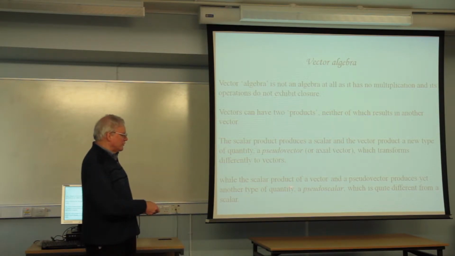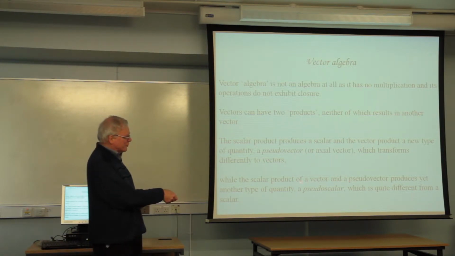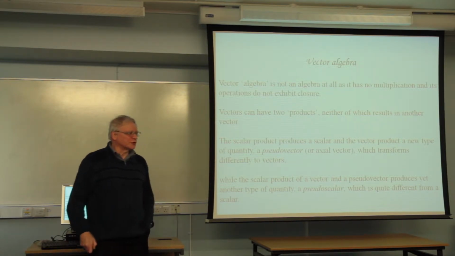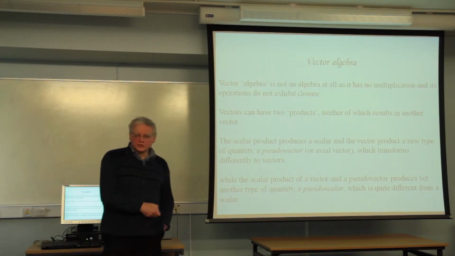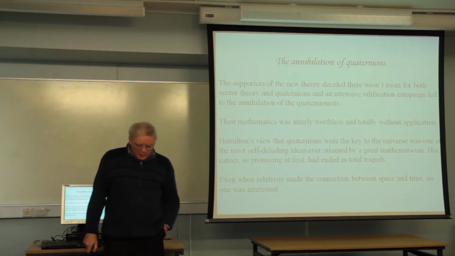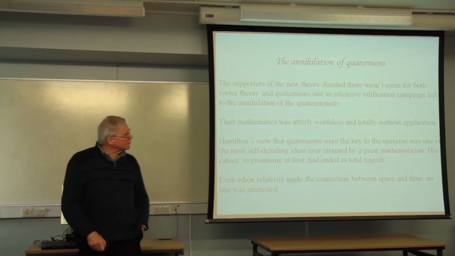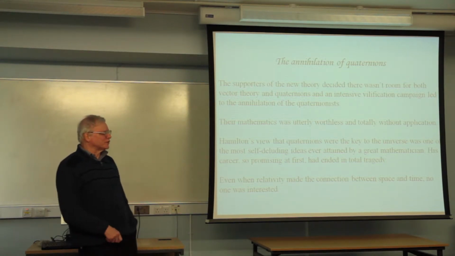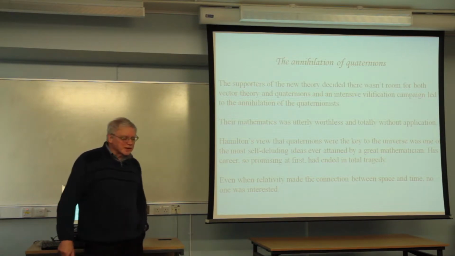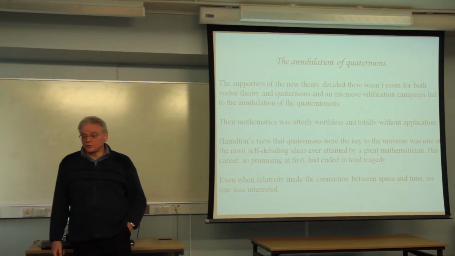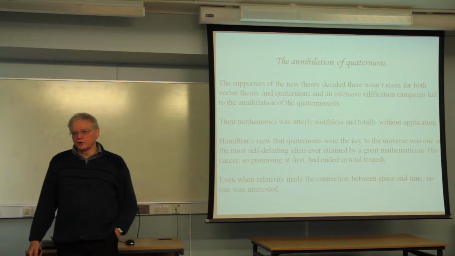And the scalar product of a vector and a pseudo-vector, for example, space and angular momentum or something, you get another type of quantity called a pseudo-scalar, which is quite different from a scalar. So it's a bit complicated. Well, that could have been sorted out, but the supporters of the new theory decided there isn't room in town for both of us. We can't have vectors and quaternions. So they in fact had a very powerful publicity campaign and they destroyed their opponents. The quaternionists were annihilated. They were made to look stupid.